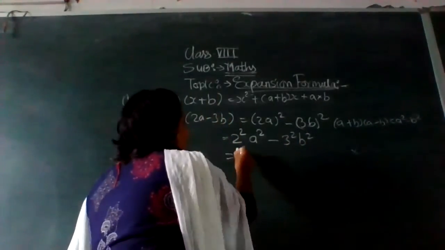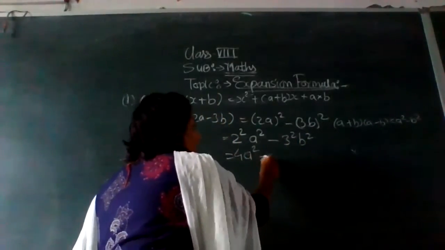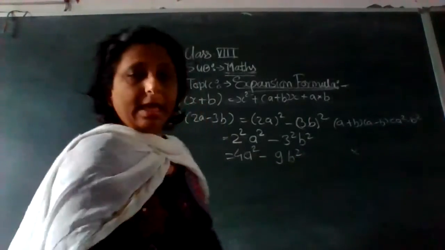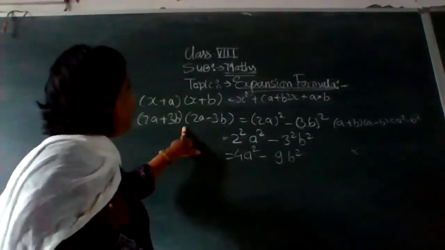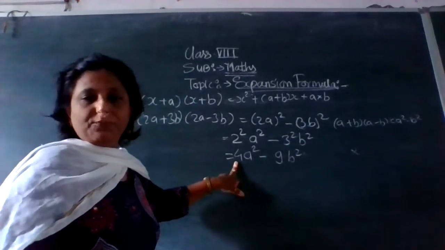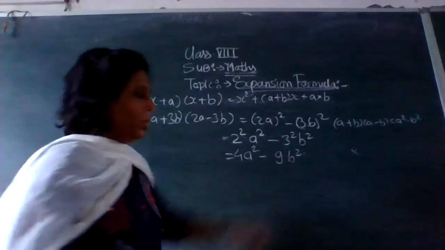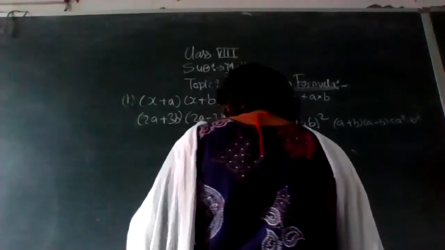So what is the square of 2? 4a square minus, square of 3 is 9b square. So what is our answer? 2a plus 3b, 2a minus 3b, that is equal to 4a square minus 9b square. Okay. So next example is that.